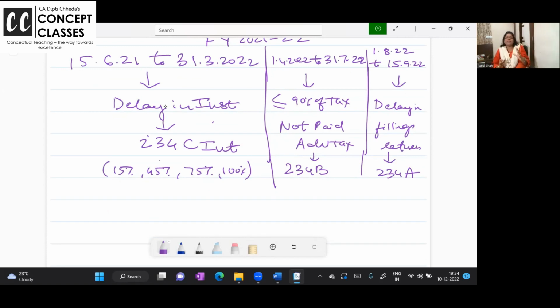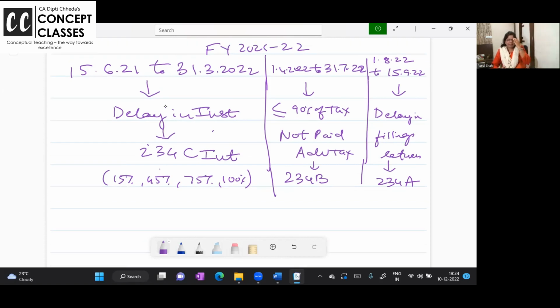This is time consuming part because we linked up and did all. Now it's all individual and very easy. But I want a message from each one of you who are doing live with me now. Is this table clear? If there is a default in installment, 234C. If 90% of tax is not paid, 234B. After the due date, if you have filed the return, 234A. And digest and tell me, all the three interest might not come.